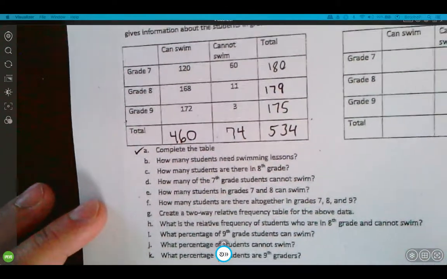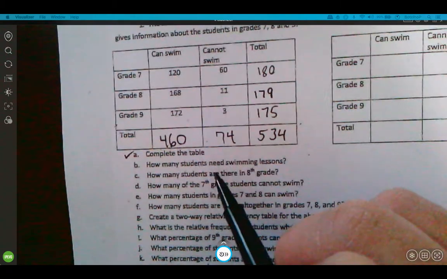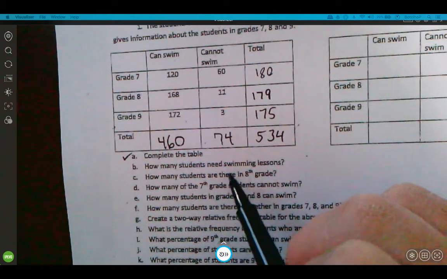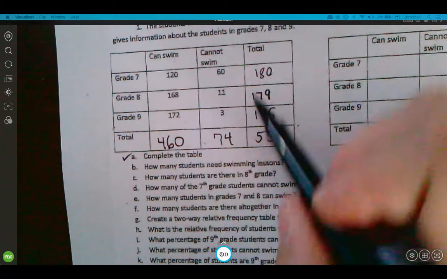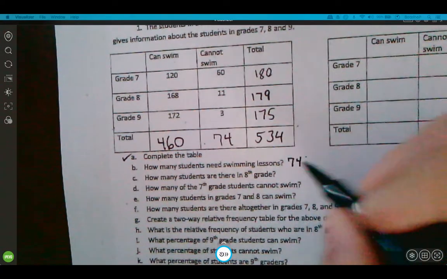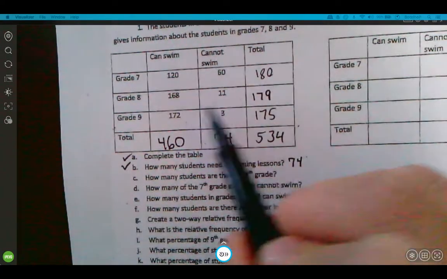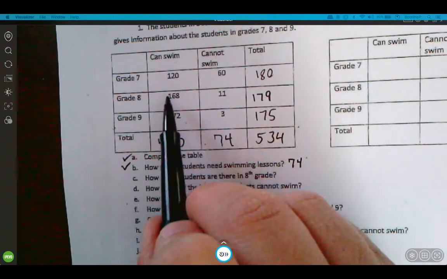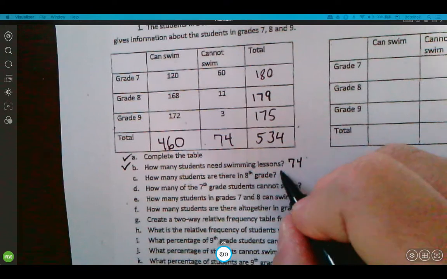Then we have some interpreting, which is basically answering questions about the data. According to this, how many students, doesn't matter the grade, need swim lessons? If you can't swim, you need swim lessons. So it looks like 74 students need swim lessons. How many students are there in the 8th grade? Not that number, not that number, but that number, 179.